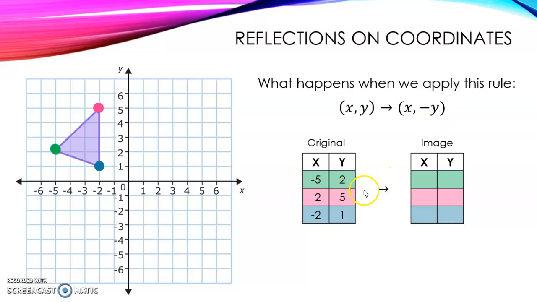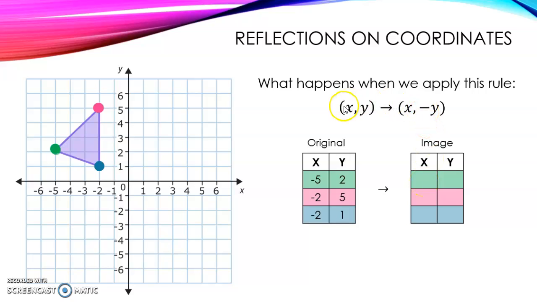So let's look at these two tables that we have here. I have their x, y coordinates listed, and I actually have it color coordinated. So the green one is at negative 5, 2. Counting over to negative 5, up 2, that's where that green point is. The pink one is at negative 2, 5. The blue one's at negative 2, 1.